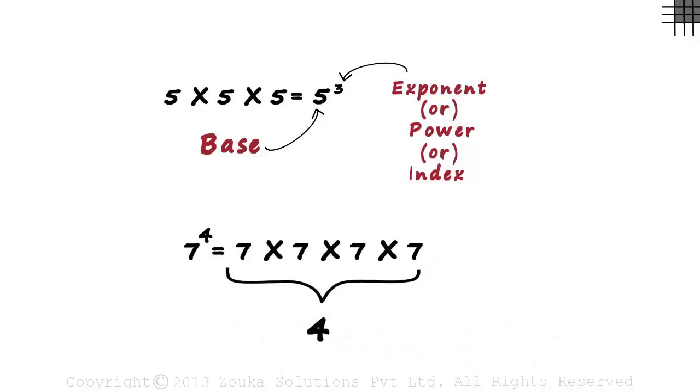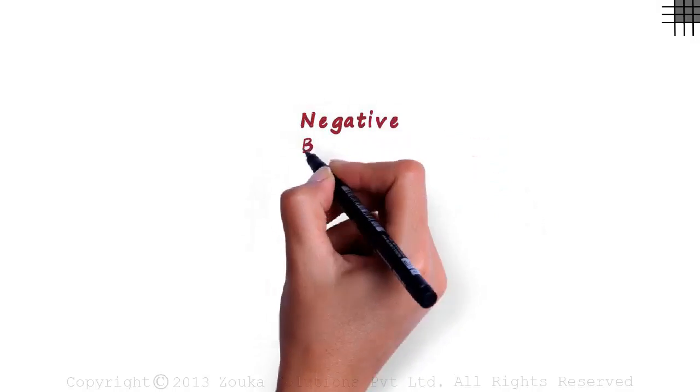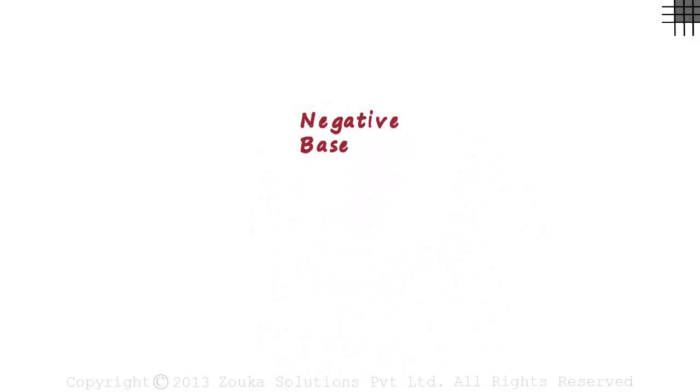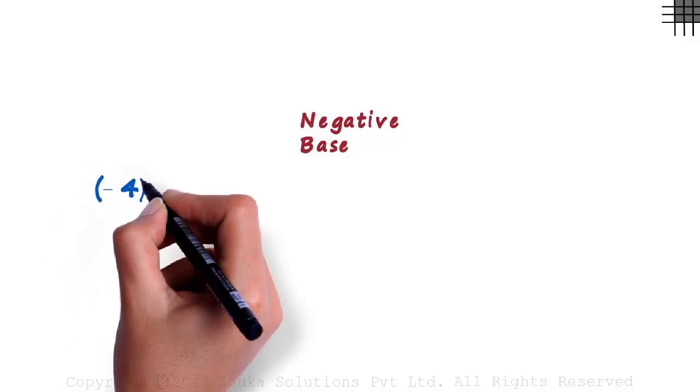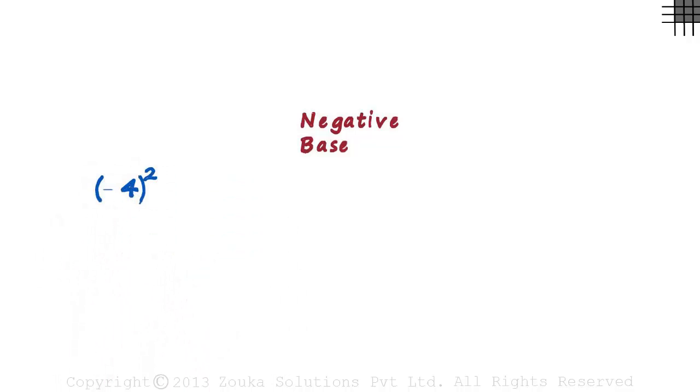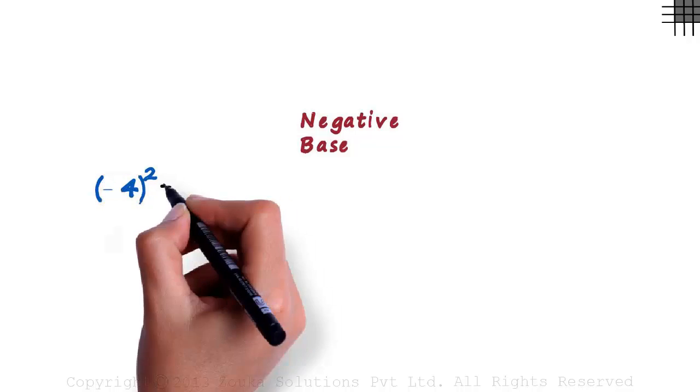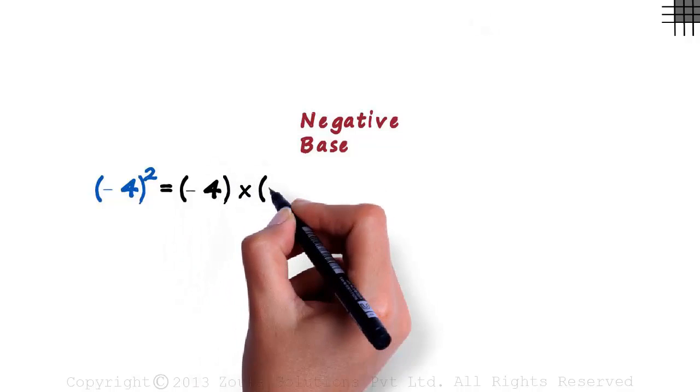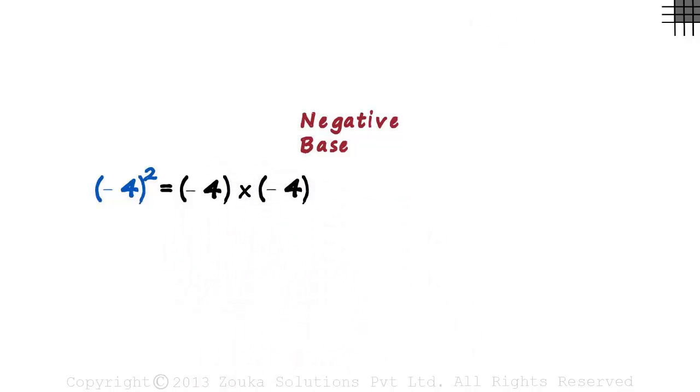Now we move on to something interesting. We will now look at exponents of negative numbers, which means we will look at exponents with a negative base. Here's our first example: minus 4, the whole raised to 2. In this example, the base is negative 4. Hence, it equals negative 4 multiplied by negative 4. We know that we get a positive number when we multiply two negative numbers. So this would equal 16.